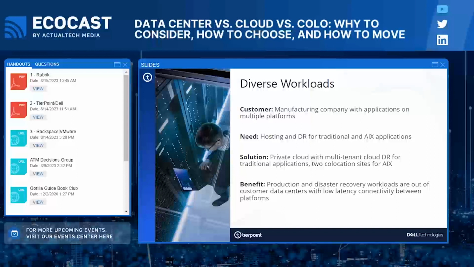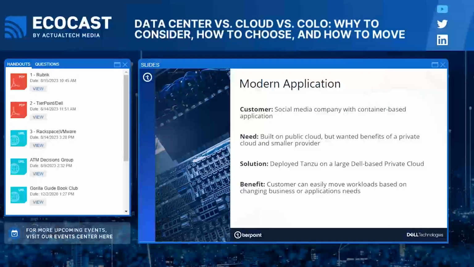So our next one, a modern application, which hopefully we can see, is a social media company with an application that was truly cloud first. The app was designed to run on containers to allow for scalability and portability. They were initially running on 2 public clouds, but they wanted that stability and predictability of a private cloud and the quicker and more ready support that comes from a service provider.